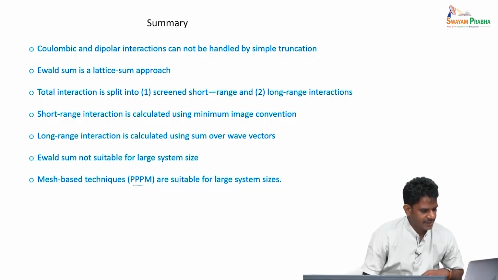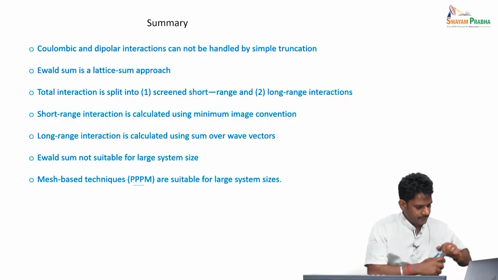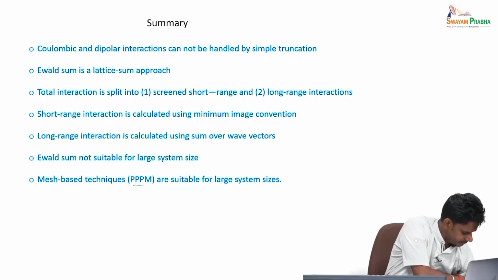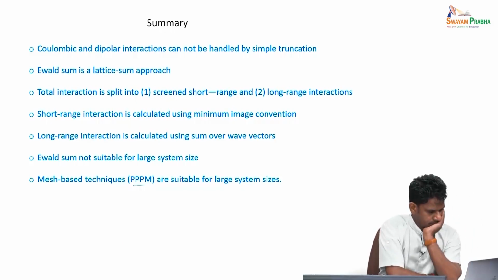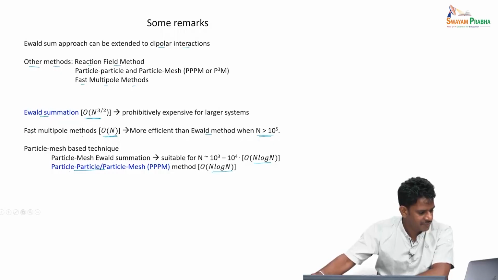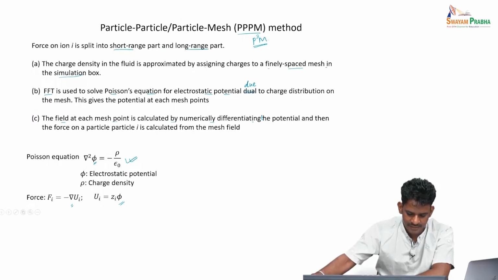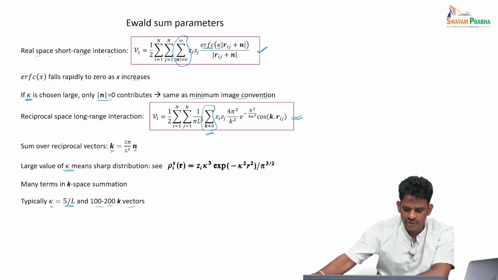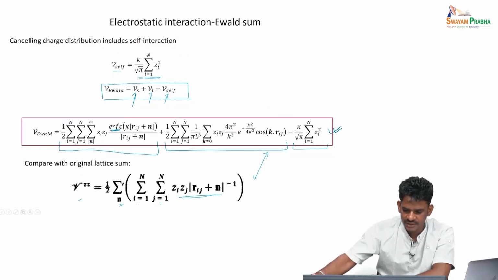N is the number of particles, right? Okay. And also, when we're considering n equals 0, why are we omitting i equals j? Oh, okay. You're talking about small n or big, capital N? I'm talking about the lowercase. Okay. So lower n means this.